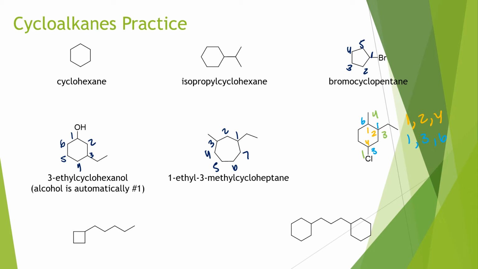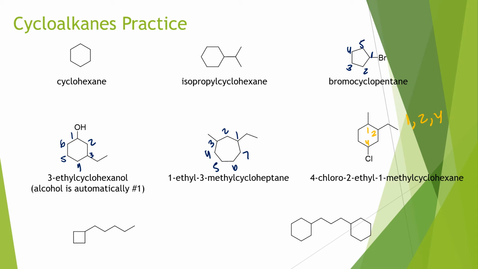But if we use the orange numbering scheme, we'll get to the correct name. So the next step is to alphabetize your substituent names. You have an ethyl group, a chloro group, and a methyl group. And I did just say those in alphabetical order already. So 2-ethyl, 4-chloro, 1-methyl, cyclohexane.